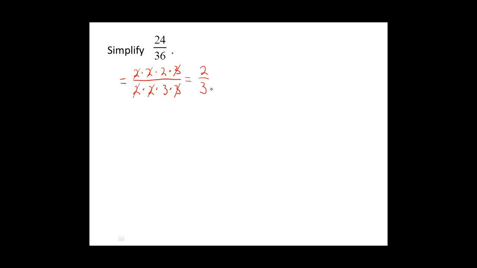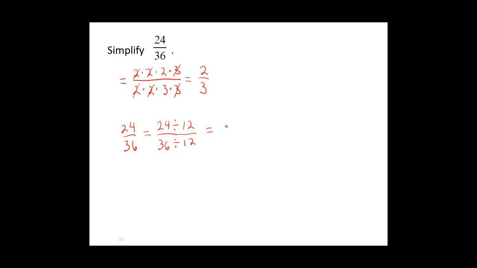2/3. Another way we could have simplified 24/36 is to divide the numerator and denominator by the same number. We can see that 24 and 36 have a greatest common factor of 12. We learned that from a previous problem, so we could divide the numerator and the denominator by the greatest common factor, which is 12.